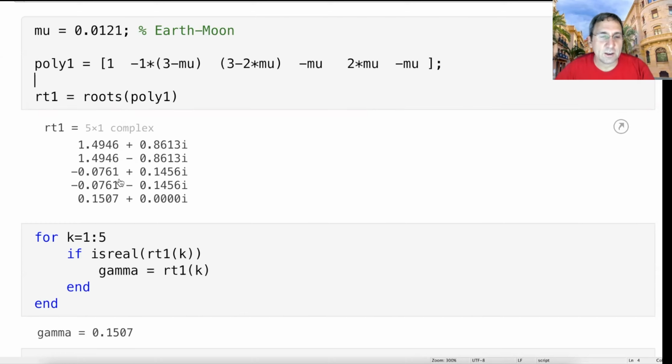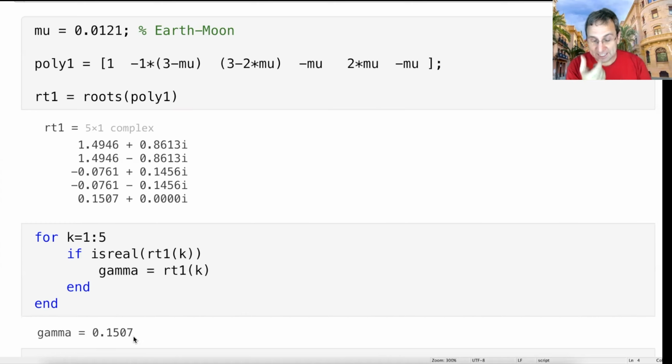All we care about is the one real root. This shows us 5 roots, but 4 of them are complex, right? They have an imaginary component. There may be some quick way to get the real root. If there is, I don't know it. So I just did this for loop where I look through all of these, and if they're real, then I say that's gamma. And so it gives me gamma. So gamma for this is 0.5107.